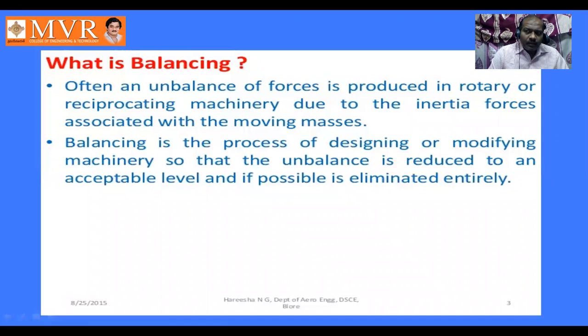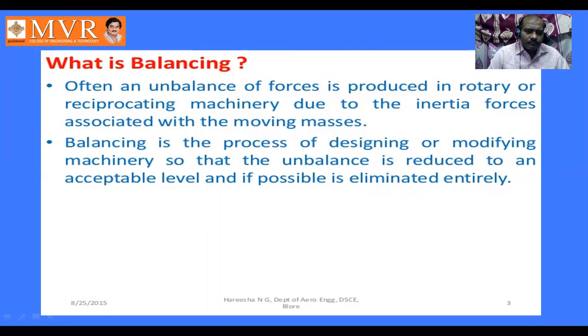So the first thing is, any dynamic system needs balancing to continue its operations for a longer period of time. In the first class, I taught the precautions and importance of balancing. In that class, I explained already why we should go for balancing. So it is observed that balancing is needed for rotary parts and reciprocating parts. In rotary also there may be a number of rotary parts, and in reciprocating also there are a number of reciprocating parts. So that is the first thing to remember.